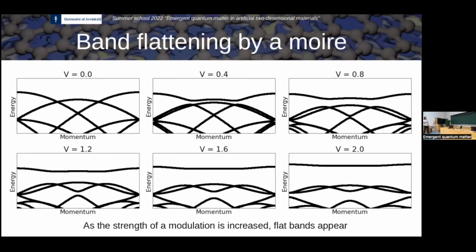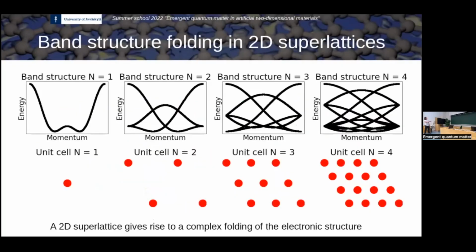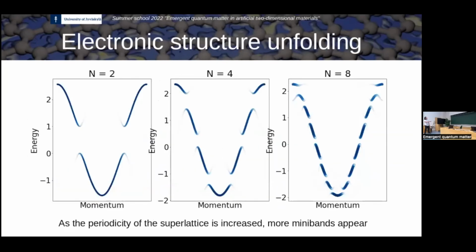And actually, at least in these TMDs, the bigger your moire length, the easier it is for you to develop flat bands. And it's actually relatively easy to understand from this picture. How do you see from here that it will arise as something flat? Yeah, so let's go back to the 1D system, which I think is even easier to understand.